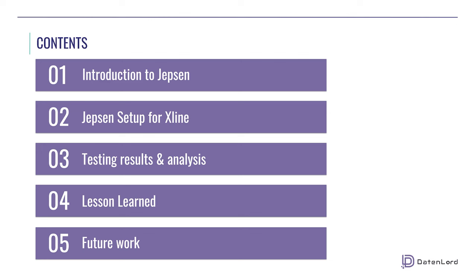To begin, let's start with a brief introduction to Jepsen. I'm sure some of you may already be familiar with it, and we will explore how we apply Jepsen tests to Xline. We will also dive into the testing results and analysis in our system. And finally, we'll discuss the lessons learned and future work of chaos engineering on Xline.